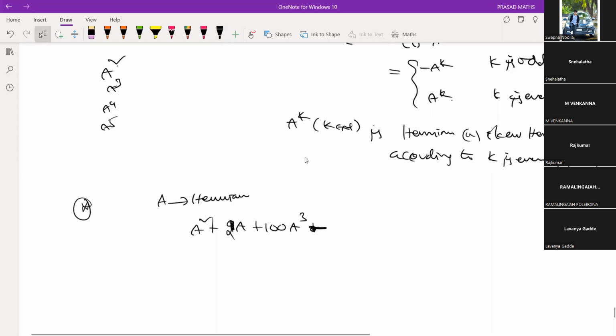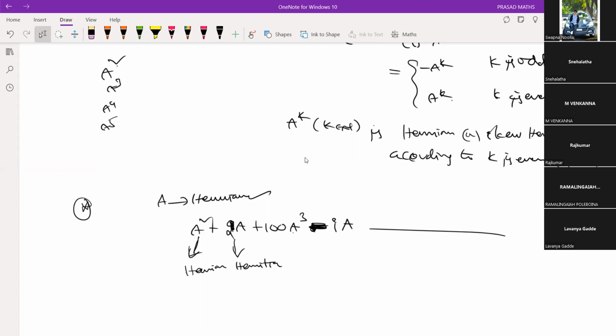Let's take another one: minus iA. Question: is it Hermitian? You know A square is Hermitian. Whenever A is Hermitian, A square is Hermitian. Yes or no? 2A is also Hermitian, right? Because k is a real number. A cube is Hermitian. Scalar product with a real number is Hermitian.